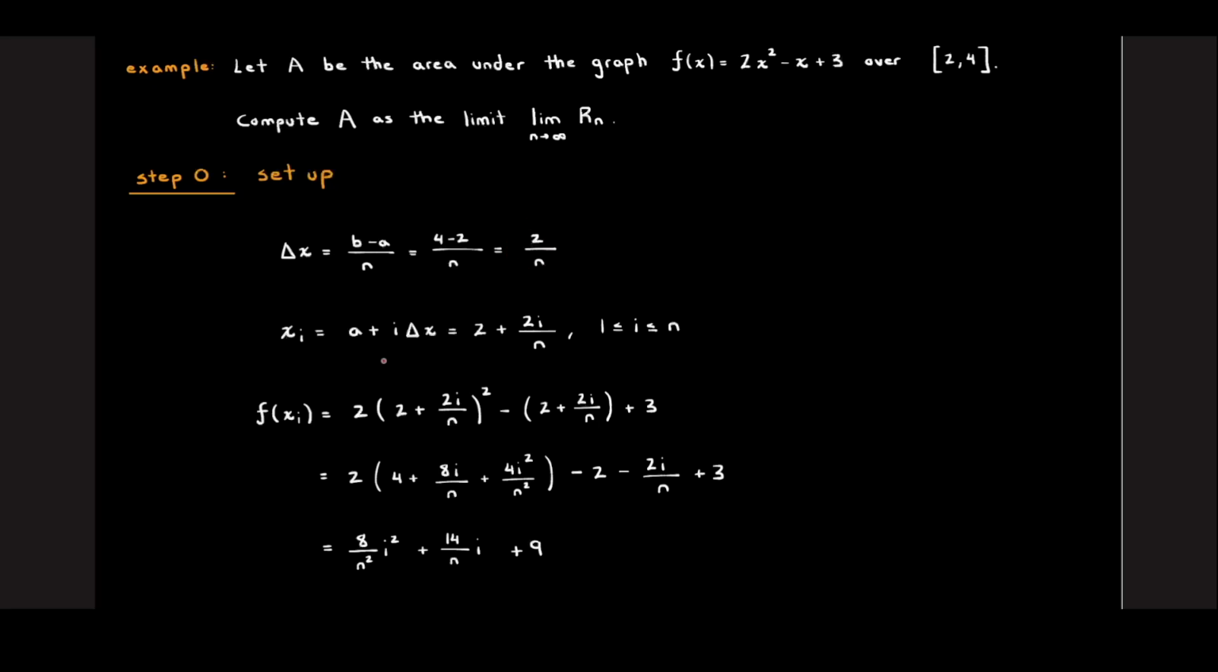Next, let's compute an expression that represents the right endpoint of each interval. So we start at 2, and we add multiples of the width, and the width is 2 over n. And since we want the right endpoints, we let i run from 1 through n.